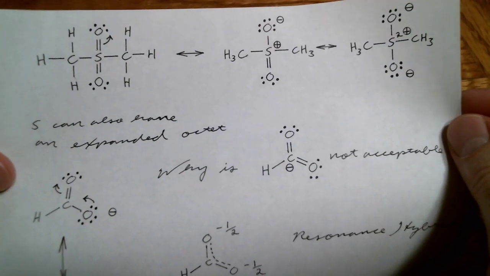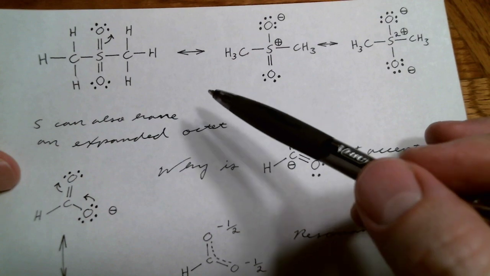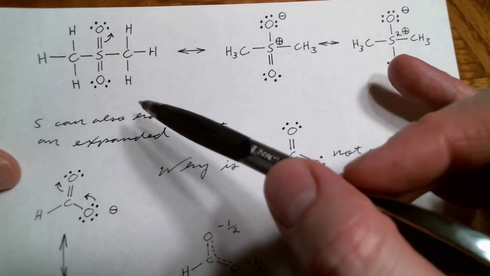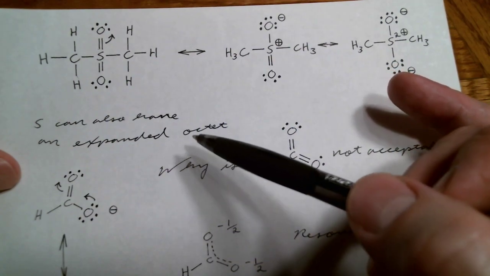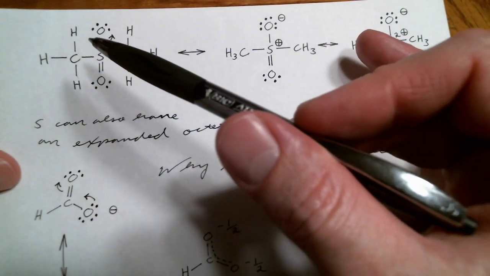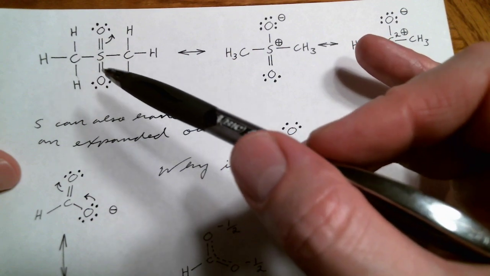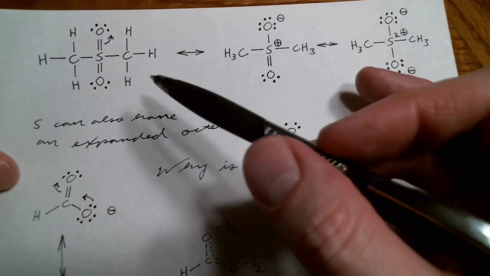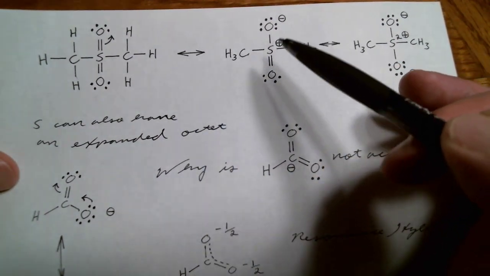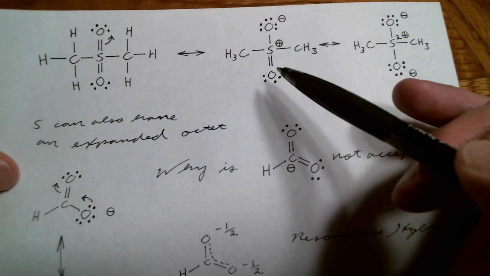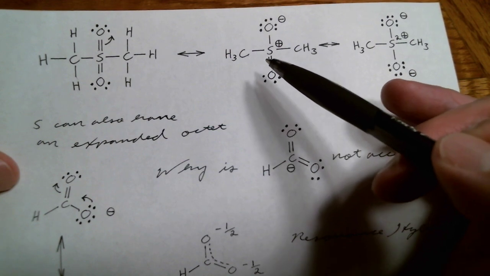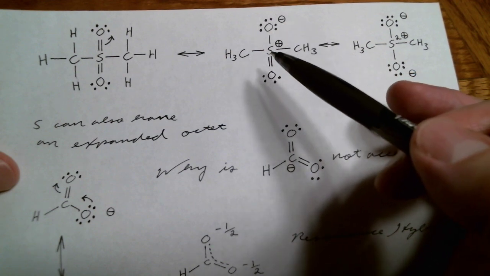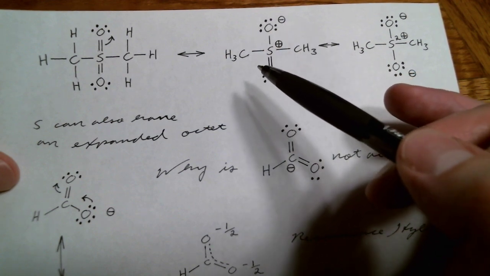So here we have 2 methyl groups on a sulfur, which is also bonded to 2 oxygens. It can also have an expanded octet. Here sulfur is sharing a total of 2, 4, 6, 8, 10, 12 electrons. Of course, there are other resonance forms where you might form formal charges on the atoms. In this one, sulfur has a formal positive charge. This oxygen has a formal negative. Sulfur is sharing 10 electrons.